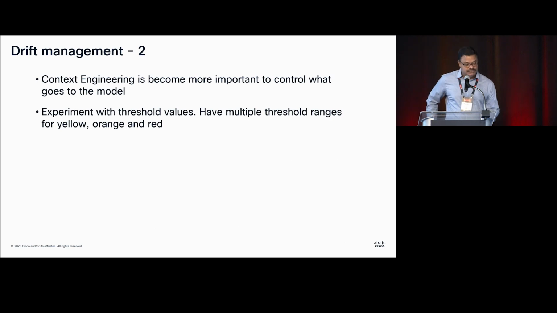Experiment with threshold values. Of course, we now try to have multiple threshold ranges, right? There is a yellow range, an orange range, and a red range. So we take action based on what range has been violated.